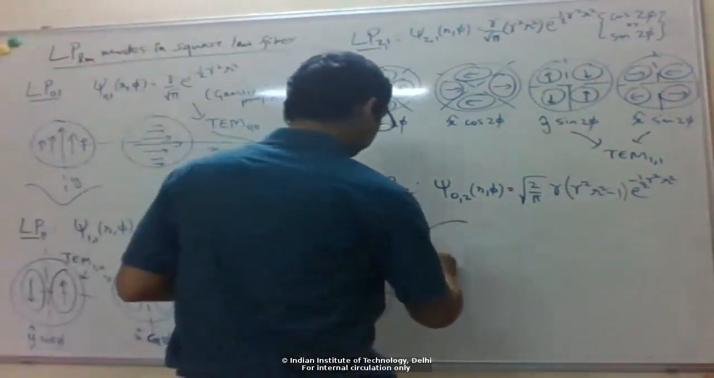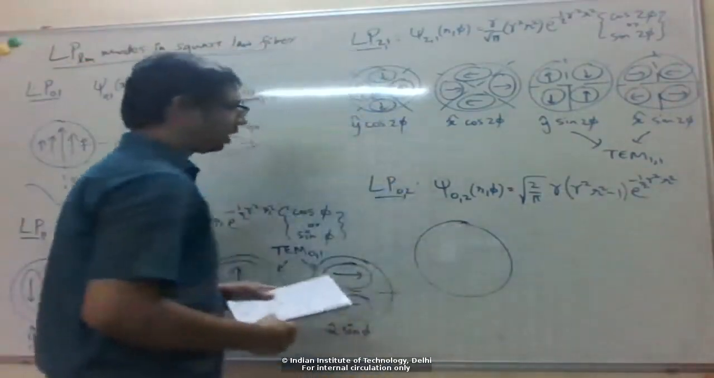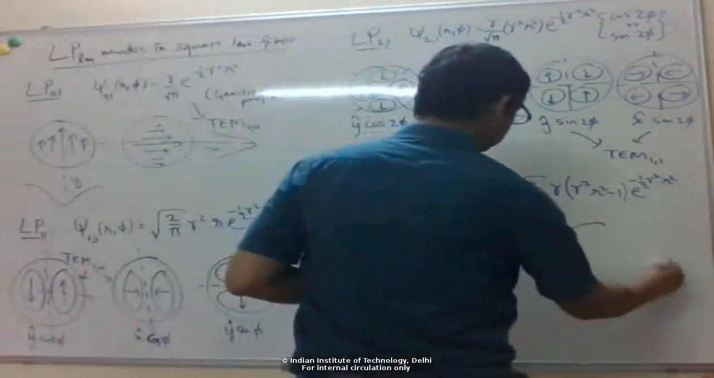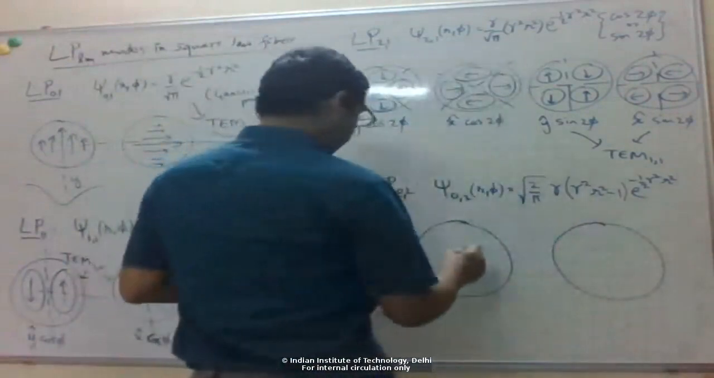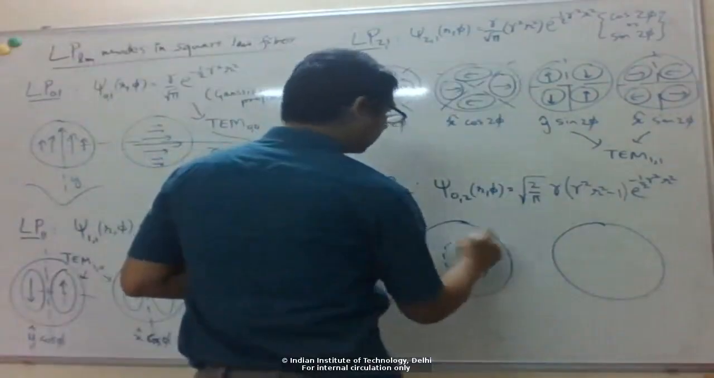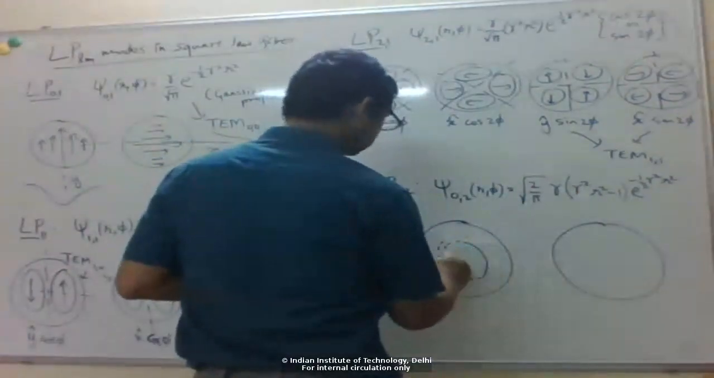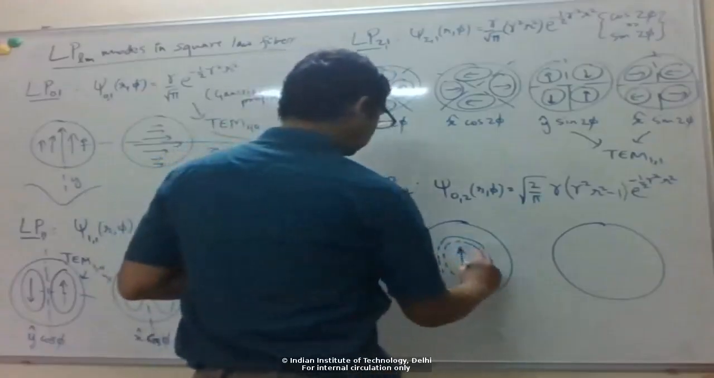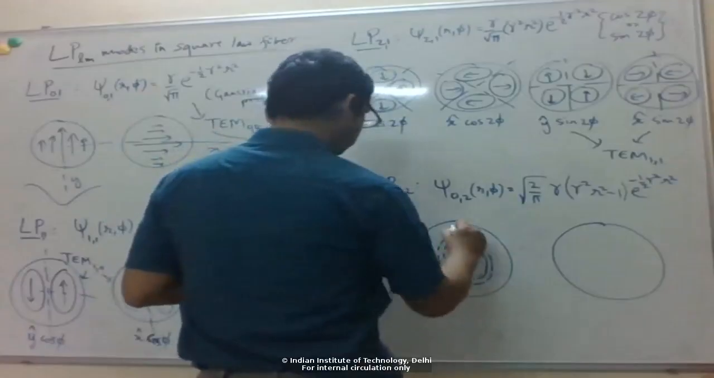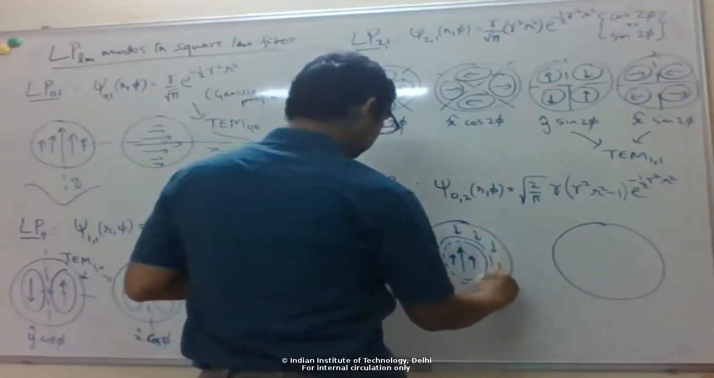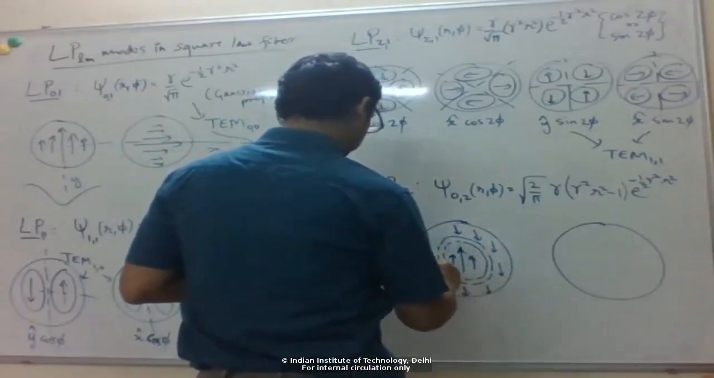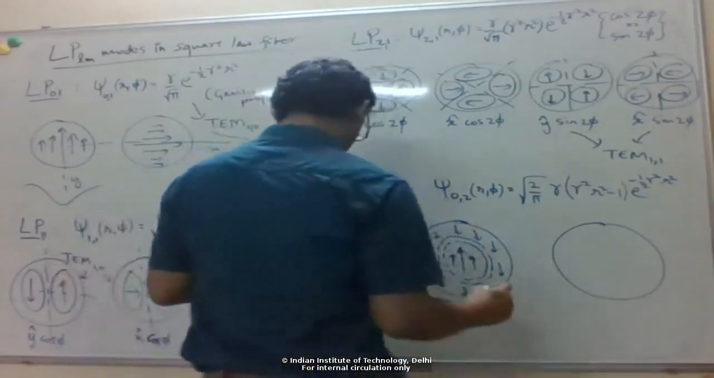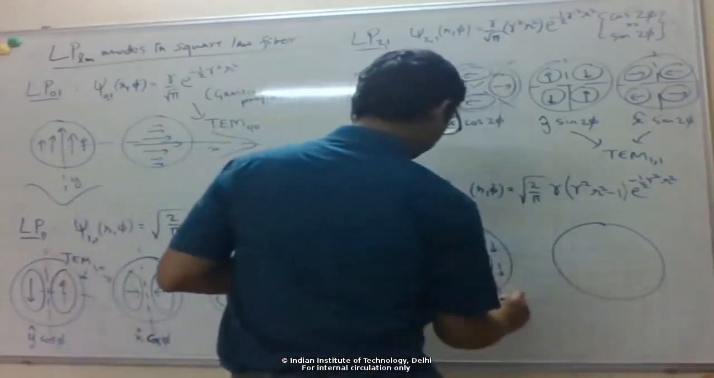Again, this will have only two-fold degeneracy because L is 0. So there is no azimuthal dependence, as you can see. There will be a null ring at r equal to 1 over gamma. Okay, so again, this will be the y polarized mode, and this is the null ring.